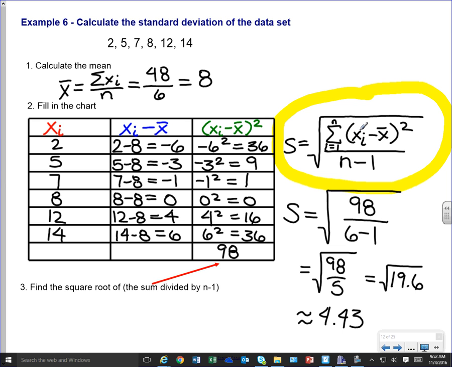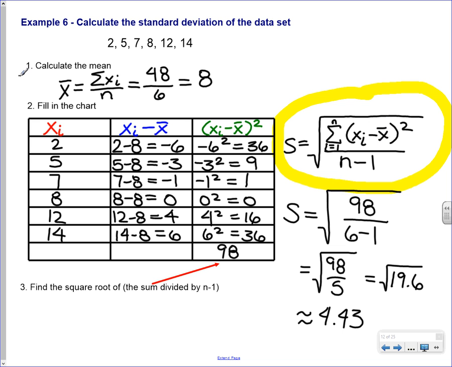So what this formula tells us is, first of all, we need the mean, because it has x bar in there. So the first step here is just calculating the mean. So x bar equals add up all the observations, divide by n. So we did that. 48 divided by 6 gives us 8.